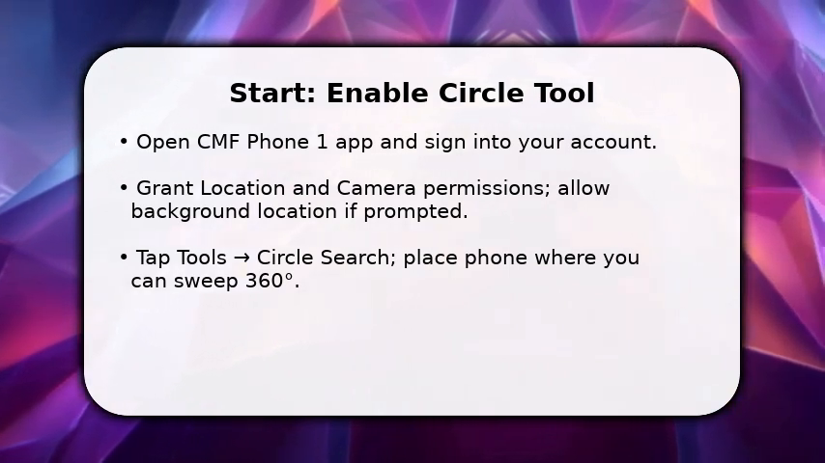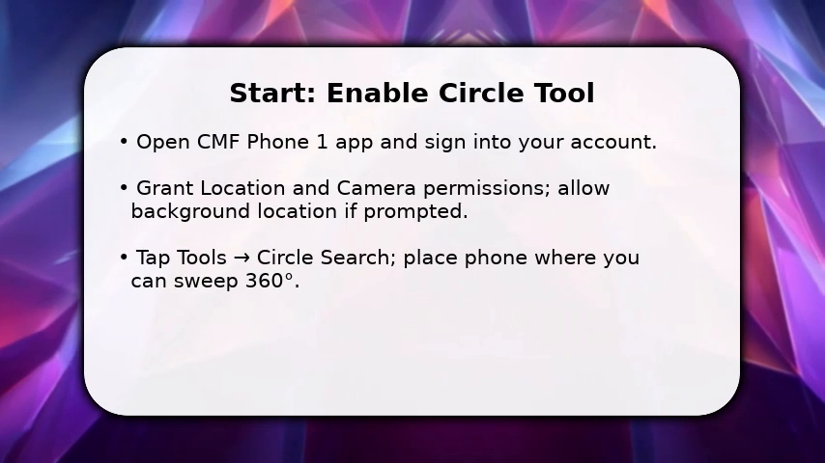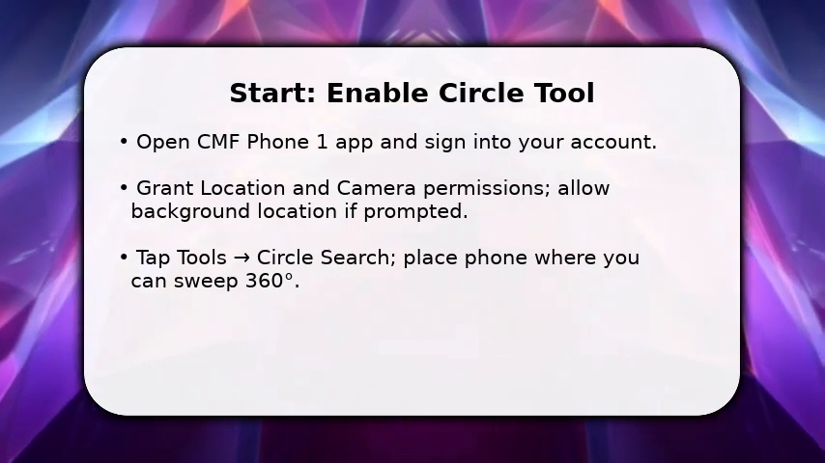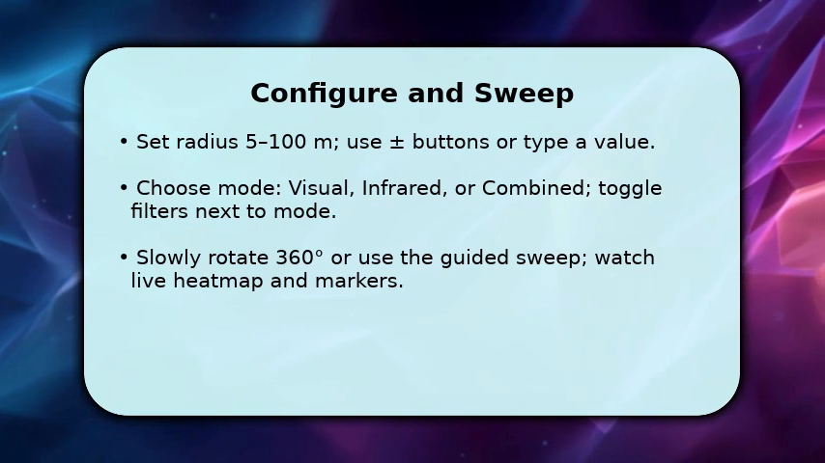Tap the circle icon to activate the initial read. You'll see a live overlay showing where the search will start. Once active, configure the search radius and mode.